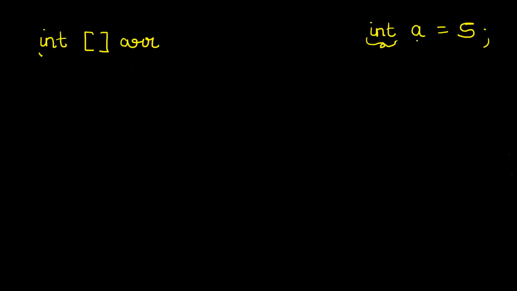And the name of that space, the label of that space, will be a. This was my variable name. And then I had the value assigned to this particular variable. This is how we used to declare and assign variables. Now, how do I declare an array?